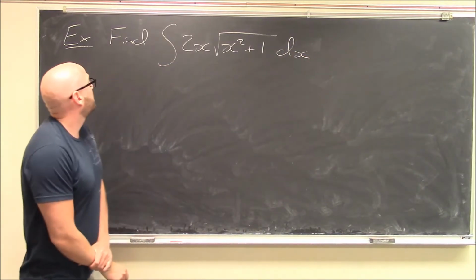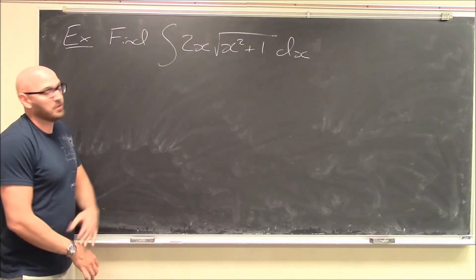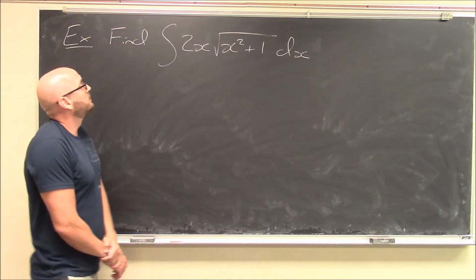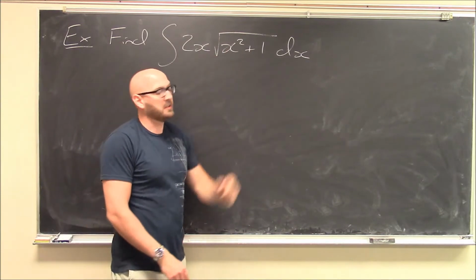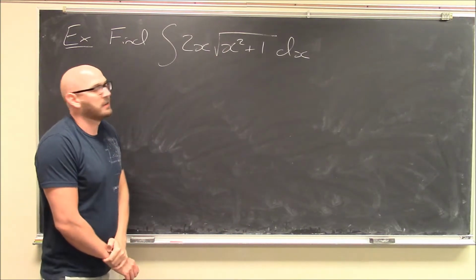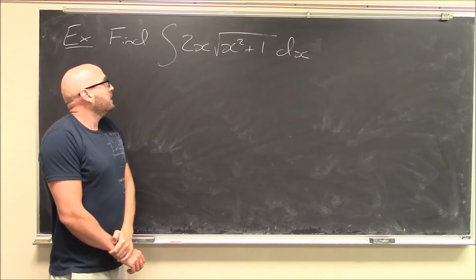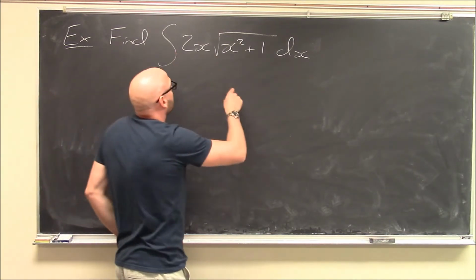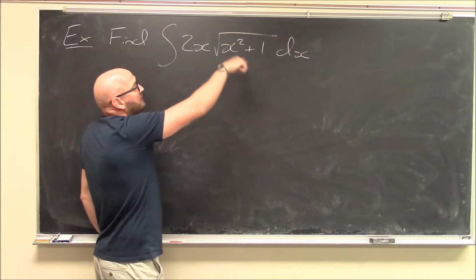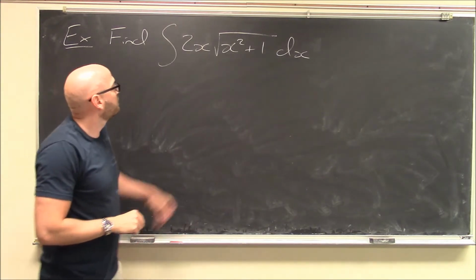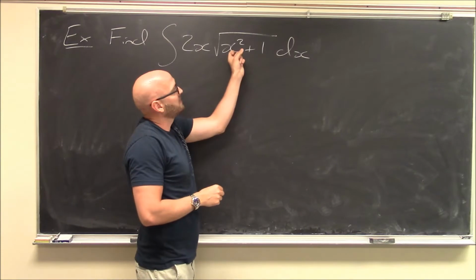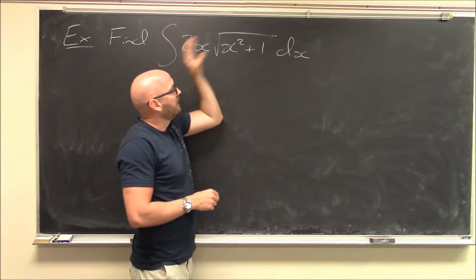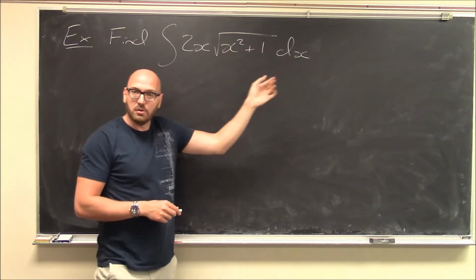So here's our first example. Find the integral of 2x times the square root of x squared plus 1 dx. If you look at this, you'll see this is a pretty complicated looking integrand. It's a product for starters, 2x times the square root. And the square root's pretty complicated because this is a composition of functions. I've taken x squared plus 1 and thrown that into a square root function.